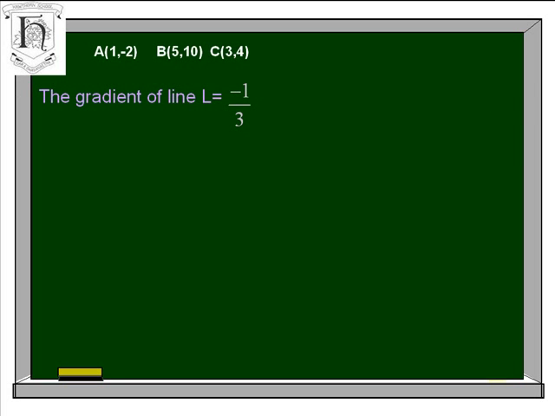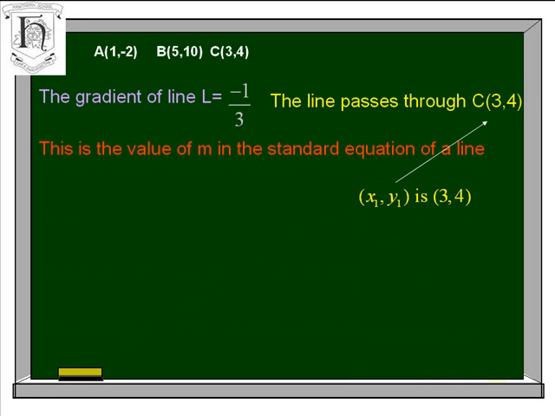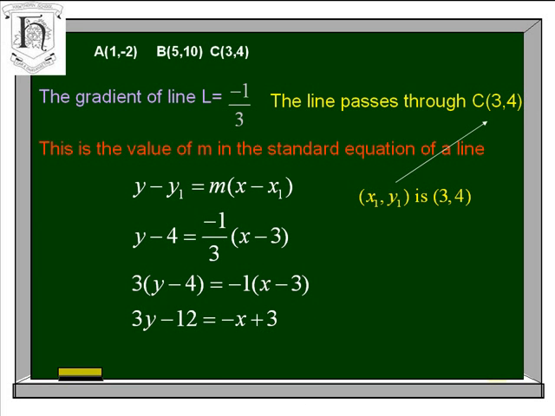So now we know the gradient of this line L is -1/3, and this will be the m that we will use in the standard equation of a line. Remember that the line passes through the point C, which we've previously worked out to be 3, 4. So the x1, y1 in the standard equation of the line will be 3, 4, and the m will be -1/3.